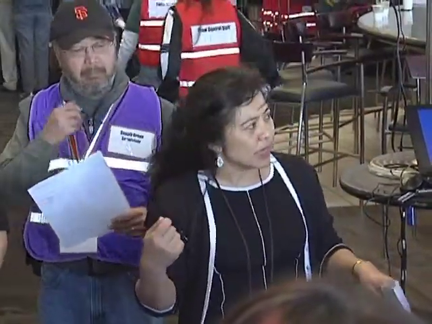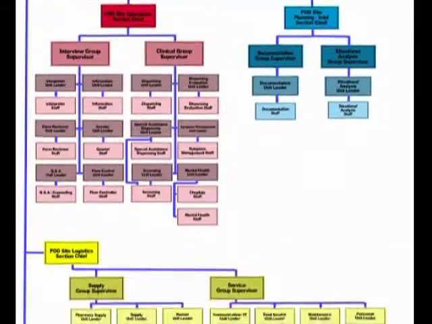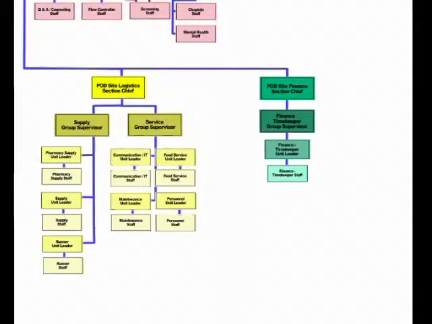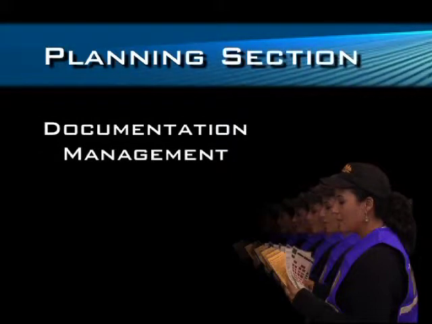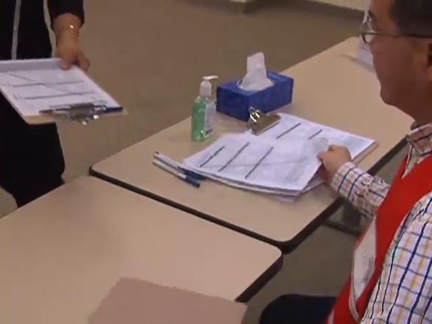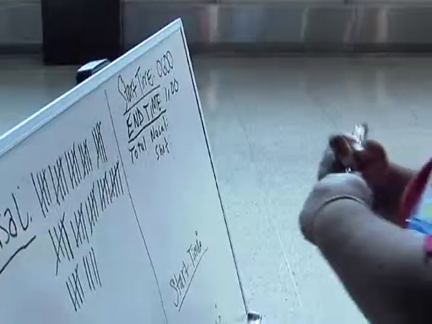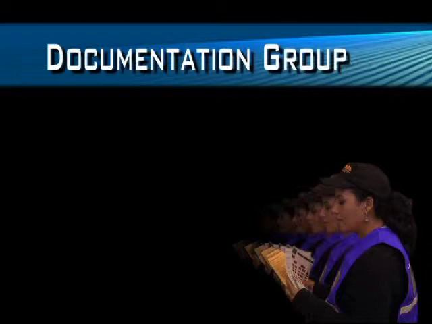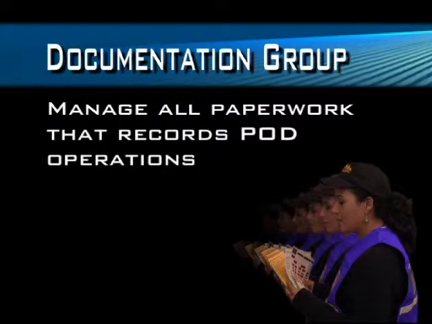As a member of the planning team at a point of dispensing site, you have an important role in making the pod successful. The planning section is the essential record-keeping partner of operations, just as finance is the record keeper for logistics. The planning section serves two important primary functions: documentation management and situational analysis. These are complementary functions because, as forms are collected, they can be used to monitor operations and calculate rates of flow.